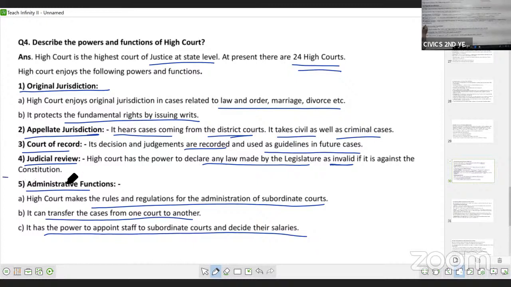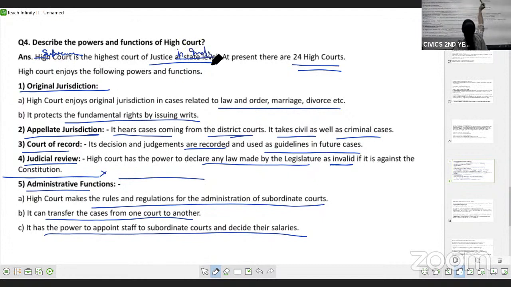If you see the first 4 points here, same 4 points you can write for Supreme Court, making small changes. In introduction, you can say Supreme Court is the highest post of justice in India.